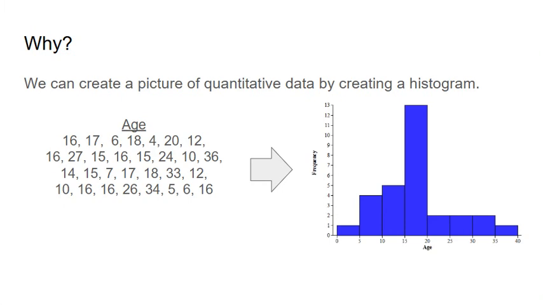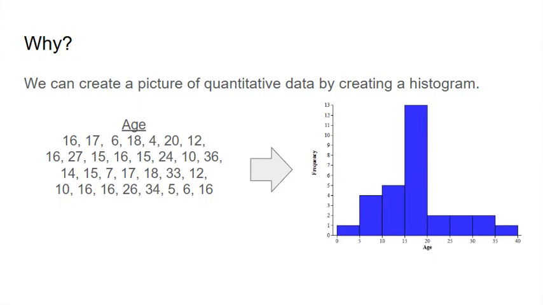Another thing that's worth noting is when you make a histogram, you need to decide what you're going to count by. In this case, we're counting by fives, but I could have also grouped the ages by tens, for instance, 0 to 10, 10 to 20, and so on and so forth. And that's going to change the way a histogram looks.